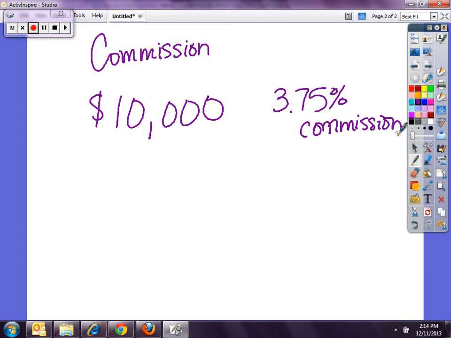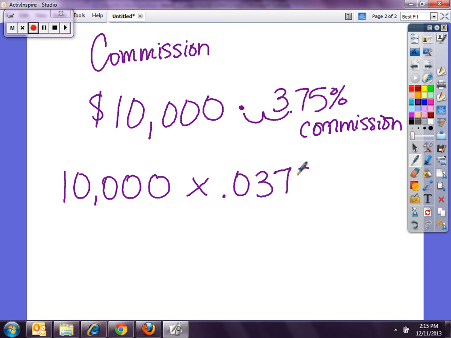Okay, again, if I have a percent, I need to change it to a decimal. And so I take my 10,000 and I multiply it by 0.0375. This is a decimal; I move my decimal 2 places. Okay, and that's going to give me $375. So if I sell a car for $10,000 and I make 3.75% commission, I'm going to make $375.